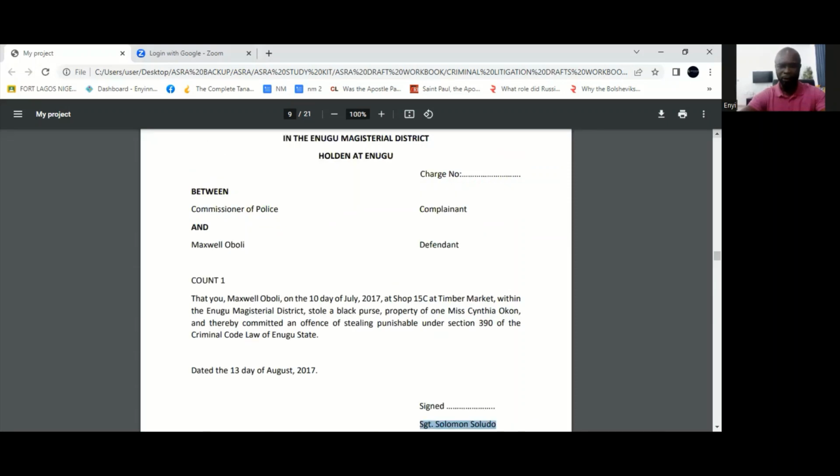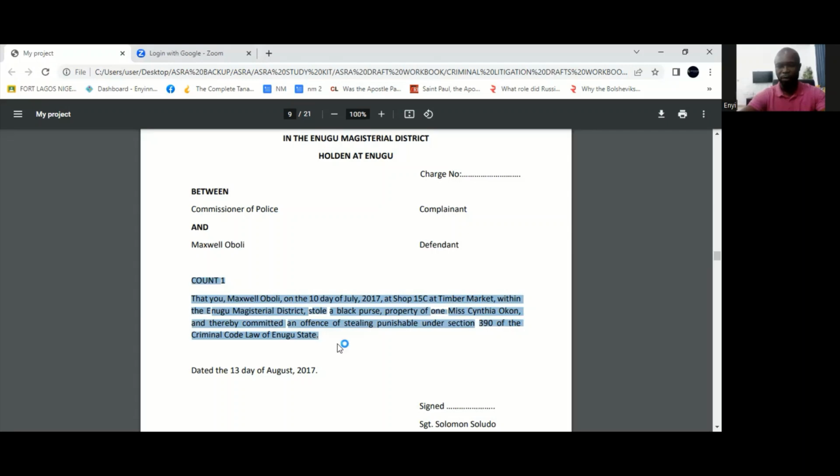Now, in terms of the structure, you can see that it is one paragraph, unlike, again, what we saw in the North, where it was 3 paragraphs. It's one paragraph containing the substance of the charge against the accused person.